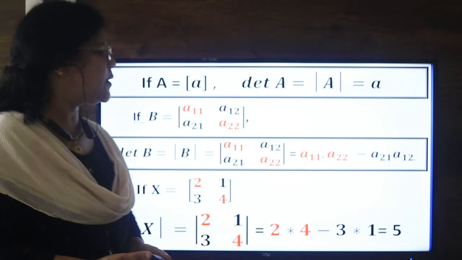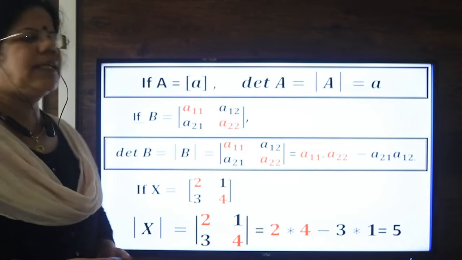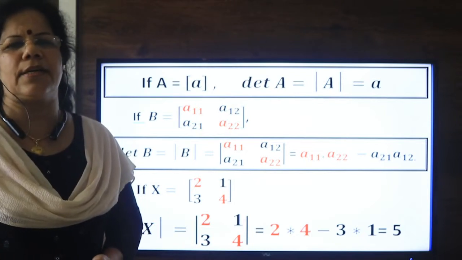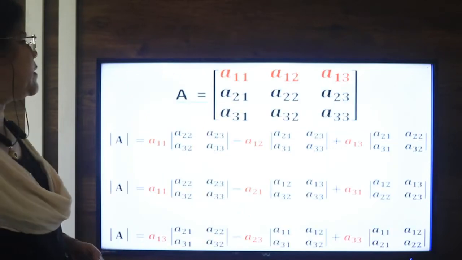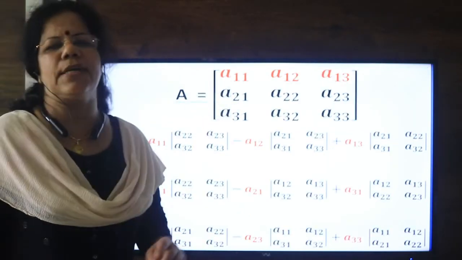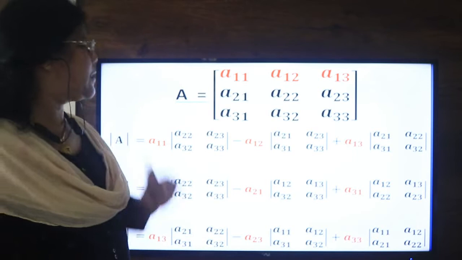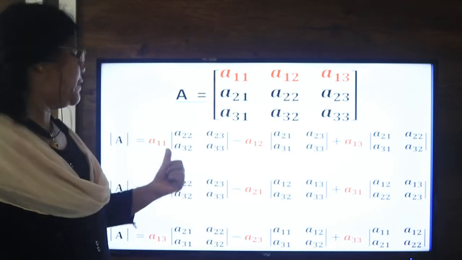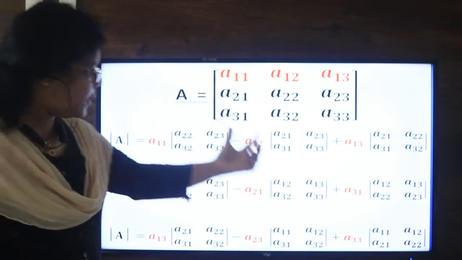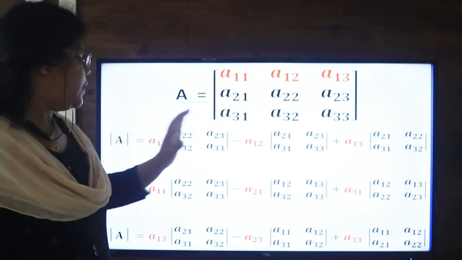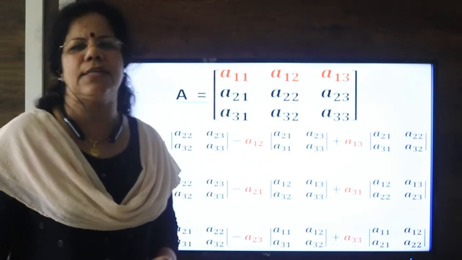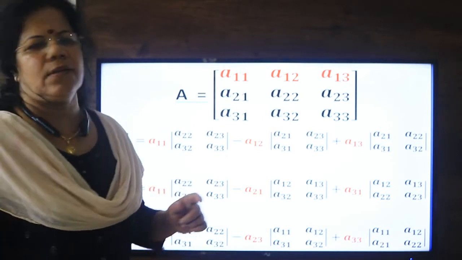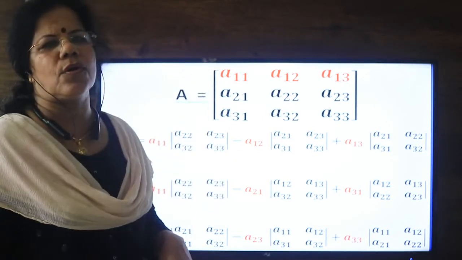Now the question comes, how will we define the determinant for a 3 by 3 matrix, that is, a square matrix of order 3? Let us see how it is defined. Here a general 3 by 3 matrix is given. Before explaining this, I will tell you, this determinant can be evaluated by expanding using any row or column.